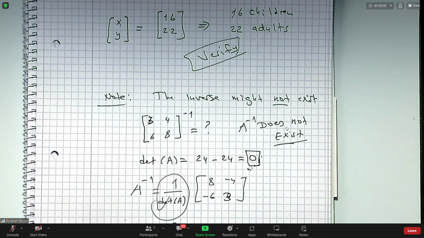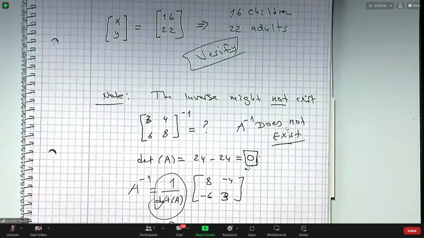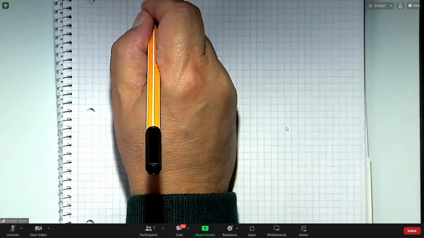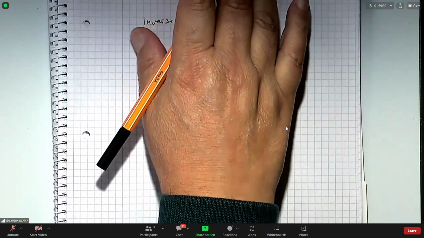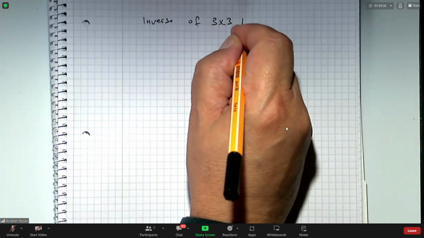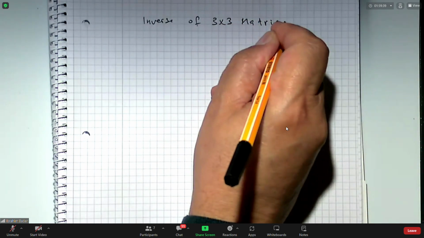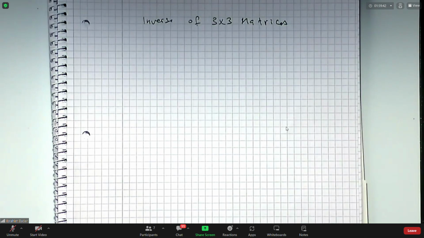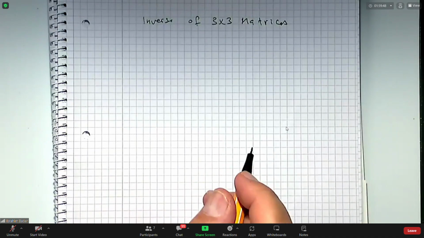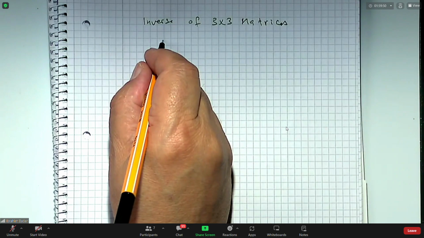Now, we saw, luckily for the 2 by 2 matrices, evaluating the inverse is not that complicated. However, for a 3 by 3 matrix, there is a rule for this, but it's not as, let's say, simple and straightforward as the 2 by 2 matrix. Usually, to evaluate the inverse of a 3 by 3 matrix, we will use the Gauss elimination method, okay? Or the Gauss-Jordan method.